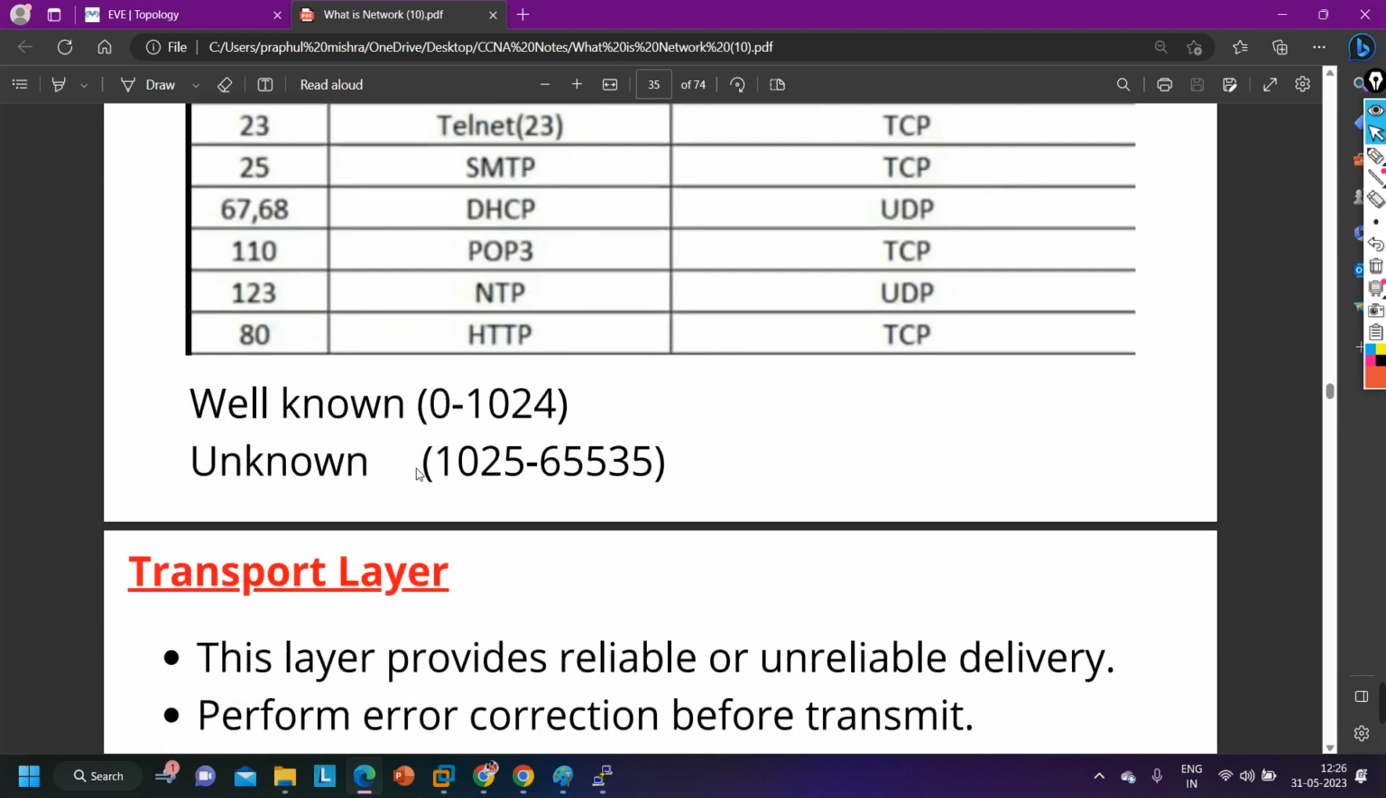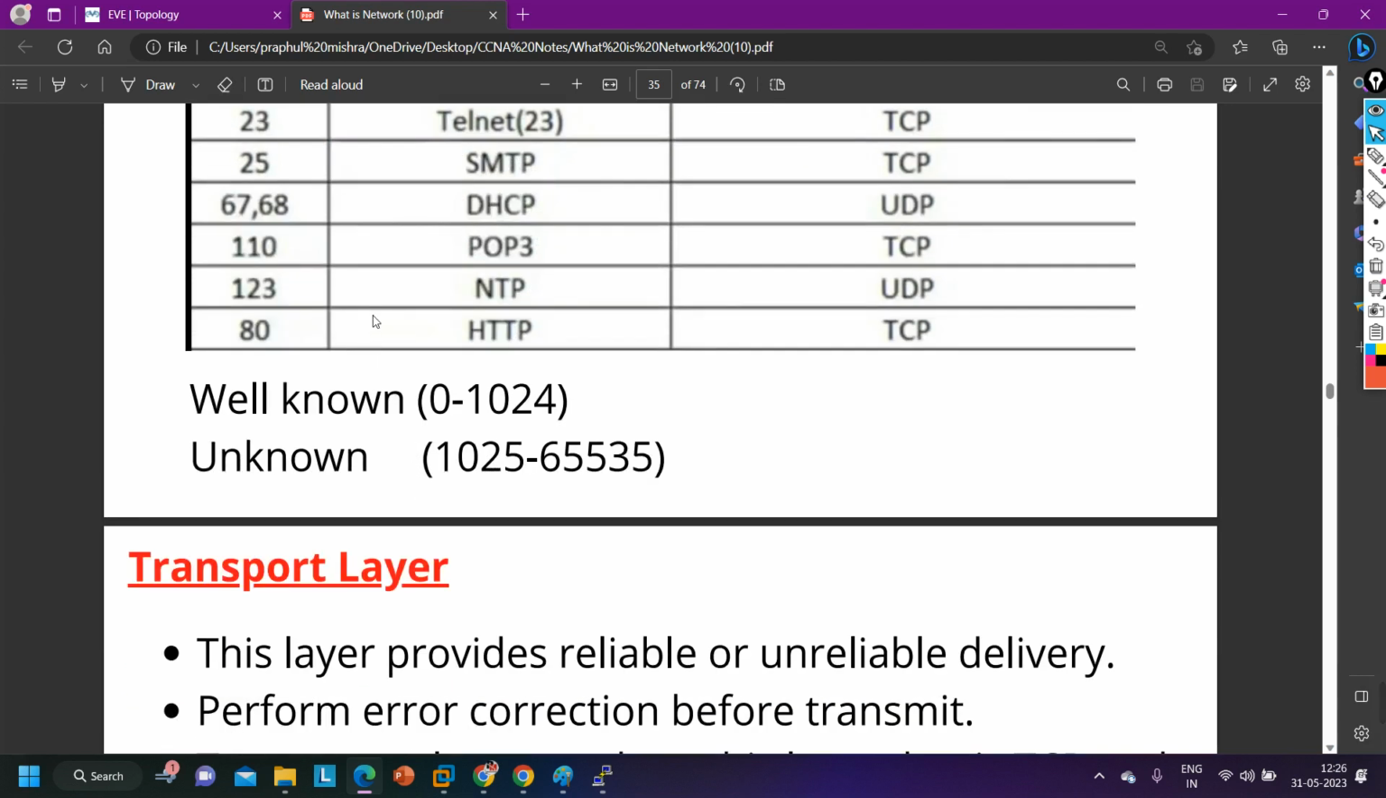Okay, great. After that, we again have two types of port numbers. Like we have two types of IP addresses, private and public, we have two types of port numbers. One is well-known port numbers and another one is unknown port numbers. Guys, well-known port numbers are those port numbers which we have already defined to the protocol, which are reserved, you can say.